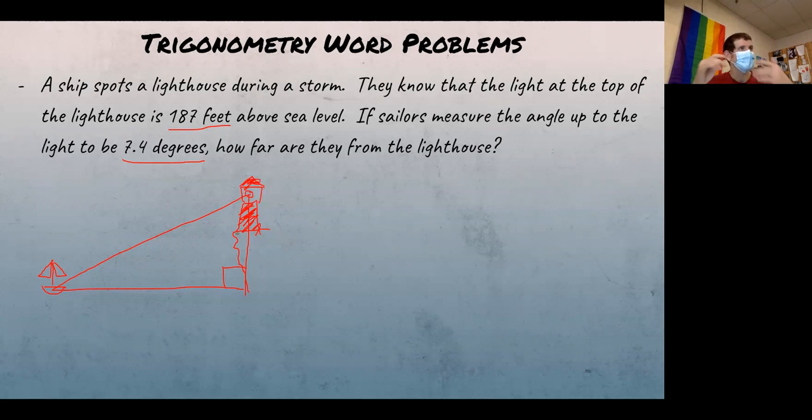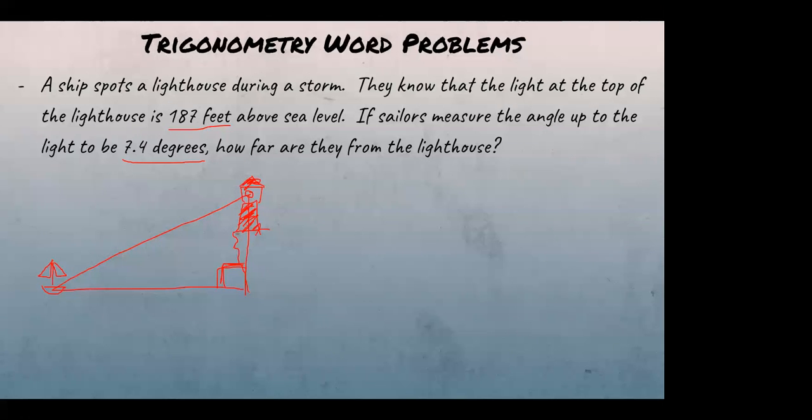So if we can now see this scenario as a right triangle, then my question to you is, they give us some information. We know there's a right angle right here. And it tells us 187 feet. I'll specifically read it. It says they know that the light at the top of the lighthouse is 187 feet above sea level. So knowing that, where should I mark my 187 feet on this triangle? Should it be the bottom, the right, or the hypotenuse? The right. The right.